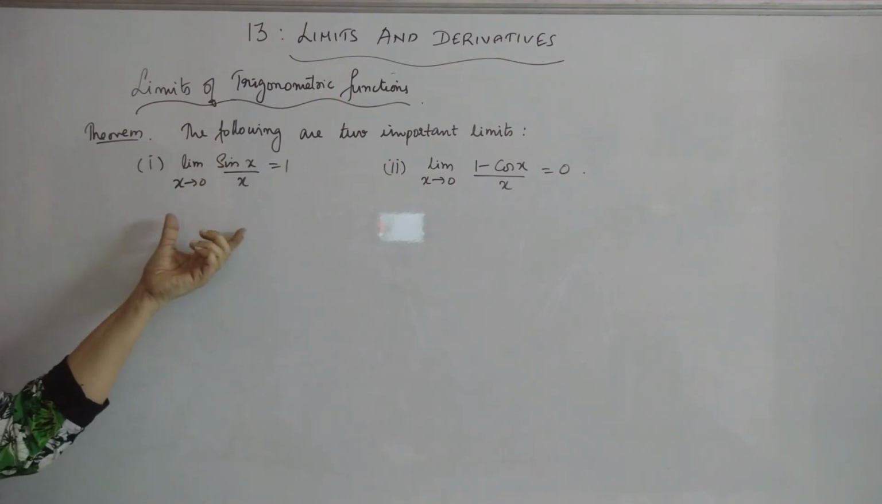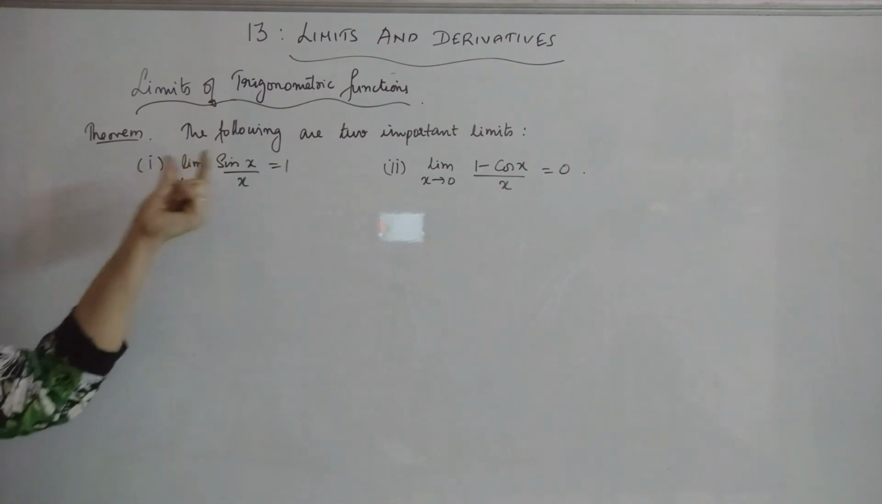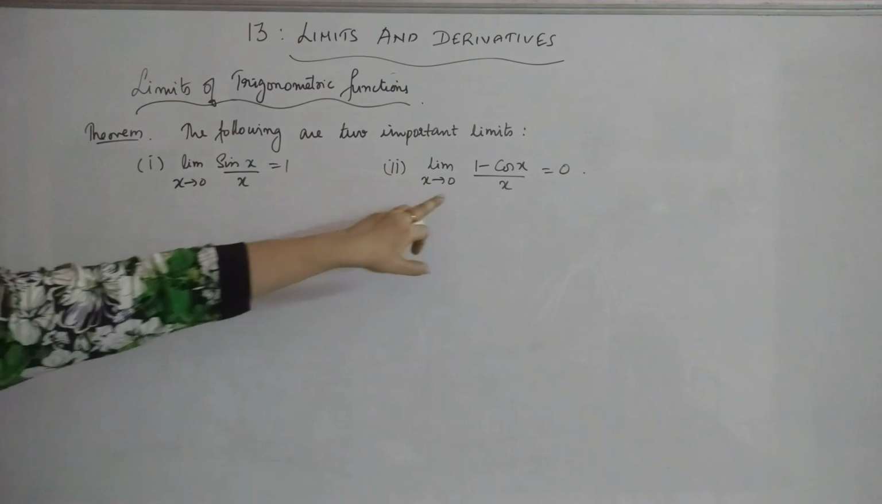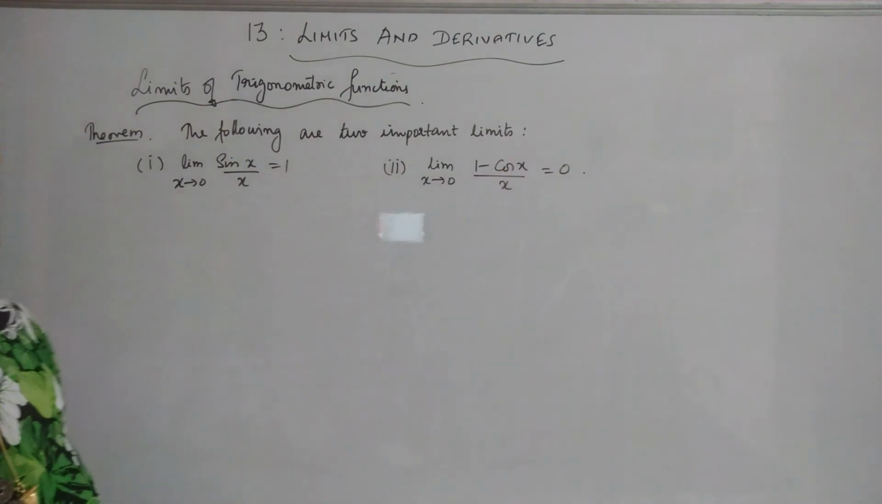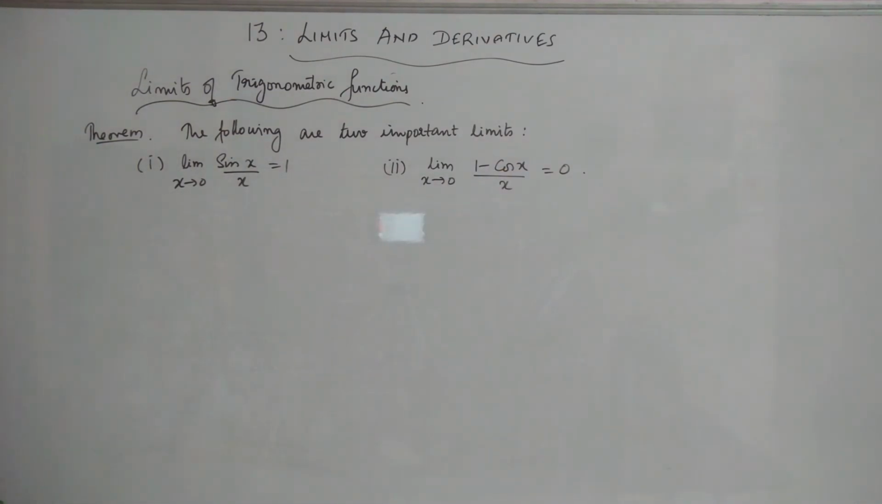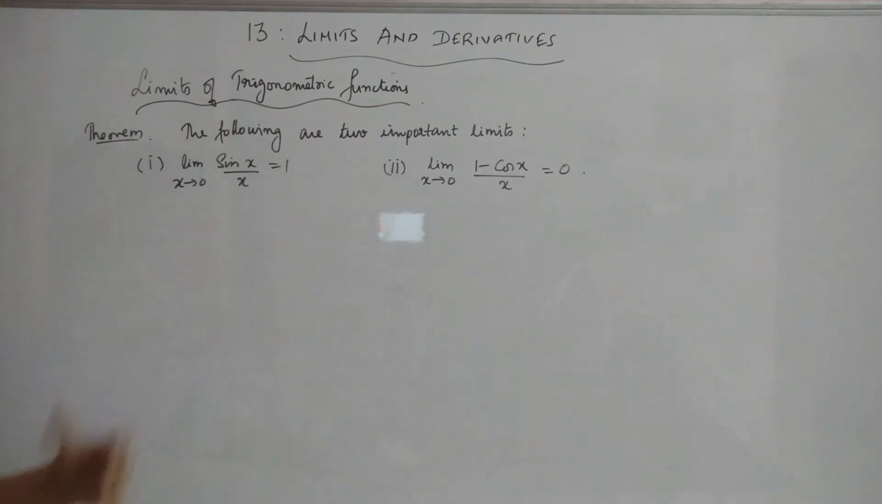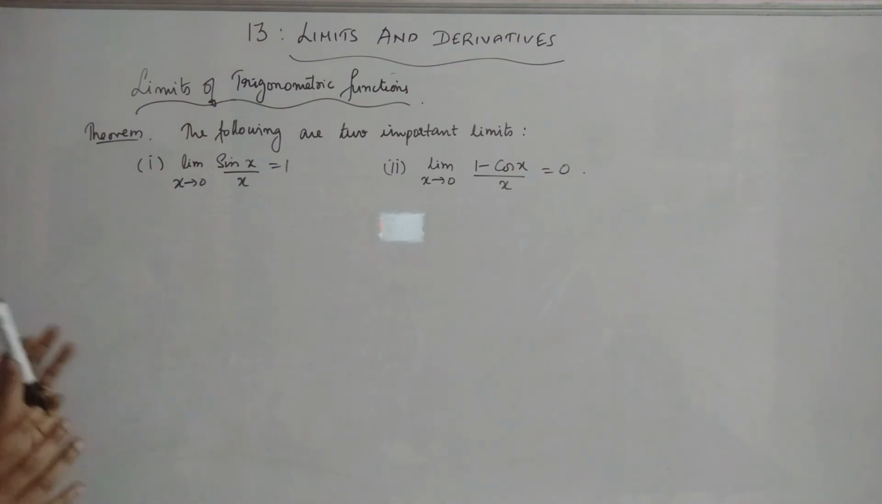So whatever you have in that 0 by 0 form, its limit has been found already, which is taken as 1. Here again if you replace 0, you will get 1 minus cos 0. Cos 0 is 1, so 1 minus 1 is 0, and the denominator will also become 0. So it is again in the 0 by 0 form. But limit x tends to 0 of 1 minus cos x by x is taken as 0. Okay, so these are the two important limit values which you will use in your problem solving process.